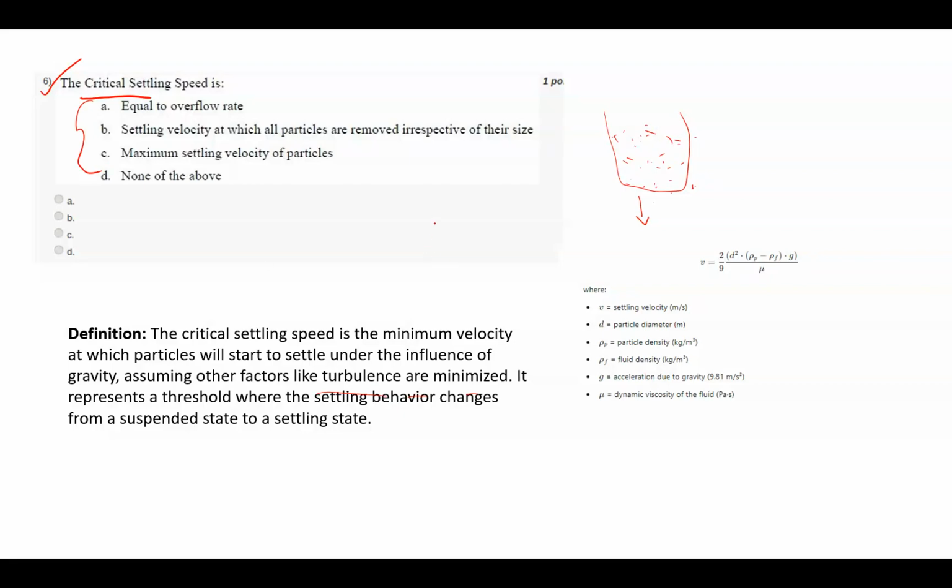No, not settling. So overflow rate. Yes, overflow rate is the correct answer. Overflow rate is the correct answer.